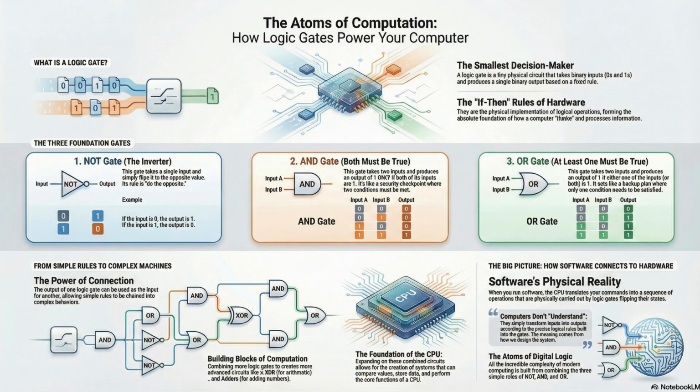So we'll start with the simplest one, NOT. It's often called the inverter. The inverter. Conceptually and physically, it's the simplest idea in computing. It only takes a single input, and it only does one thing. And that one thing is do the opposite. The rule of inversion.